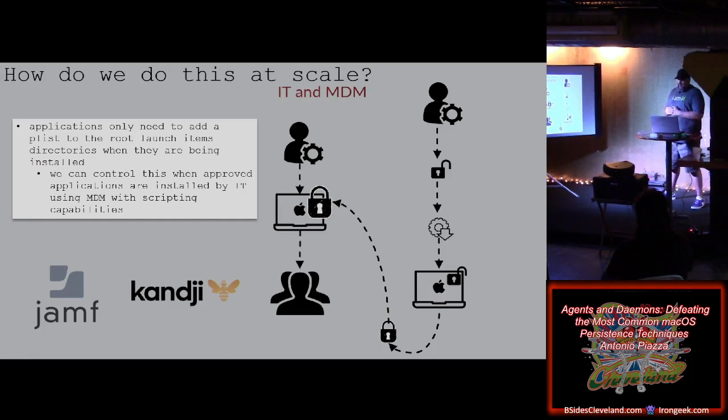All right, so applications only need to add a plist to the root launch items directory when they are being installed. This process should be controlled by IT using an MDM solution like Jamf Pro or Kandji, or some type of controlled software installation process. So IT can deliver a system to the user with the launch items directory already locked, run a script to unlock it when IT wants to install applications, and then run a script to lock it again when the installation is complete.